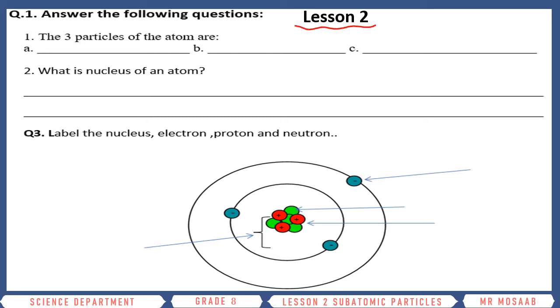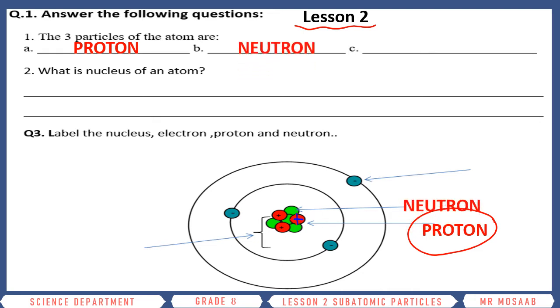Now for lesson 2, the atom is composed of 3 particles. The first is proton. As you can see, the blue one, proton, with a positive charge in the nucleus. The second type is neutron. Here, neutron, no charge at all. It's not positive or negative.